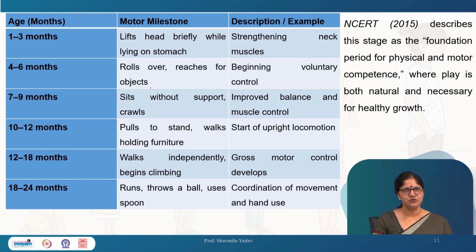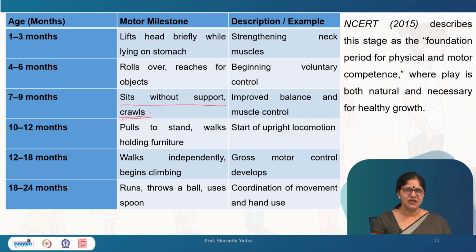necessary for healthy growth. And in the table, for age 1 to 3 months, the most important motor milestone is that the infant lifts head briefly while lying on the stomach, for example, strengthening of the neck muscles occurs. 4 to 6 months, baby rolls over, reaches for objects, beginning voluntary control. 7 to 9 months, sits without support, and he or she starts crawling as well.